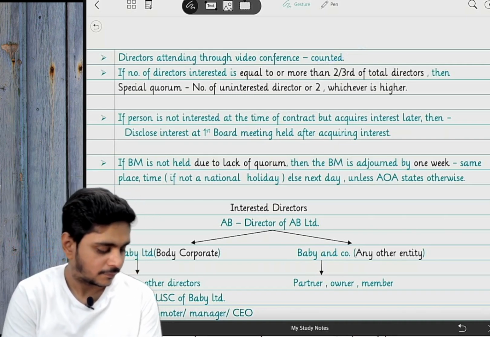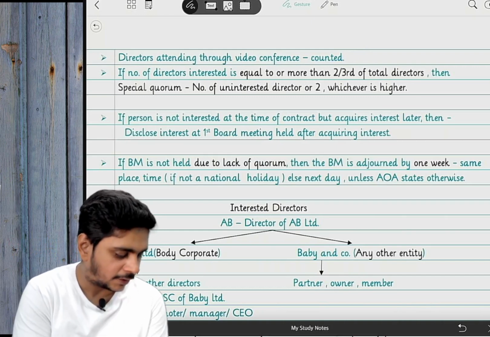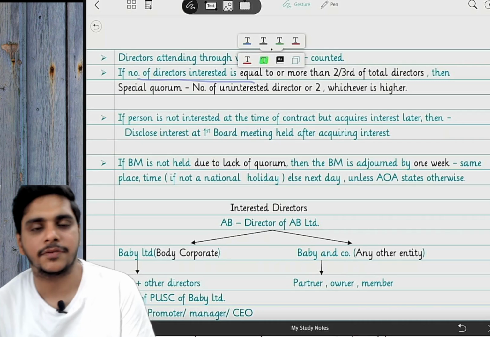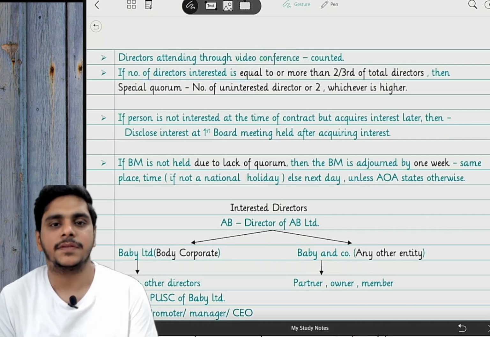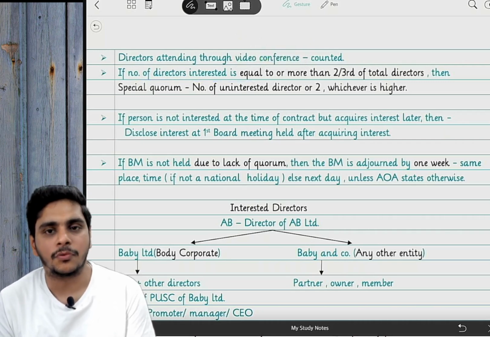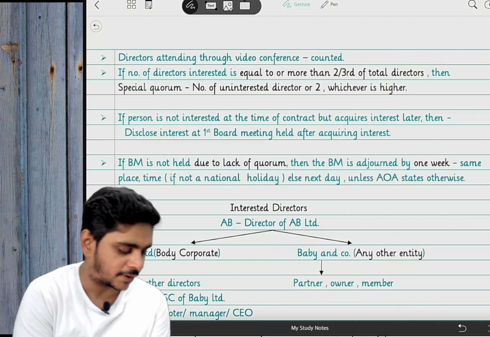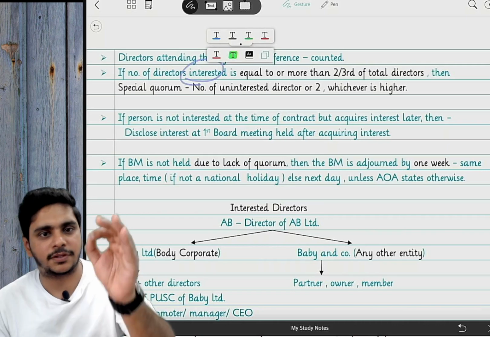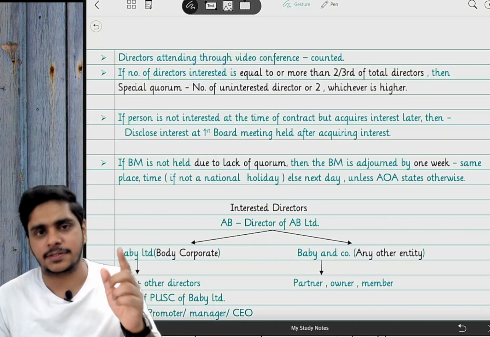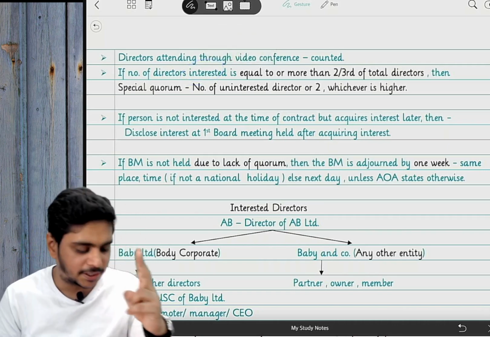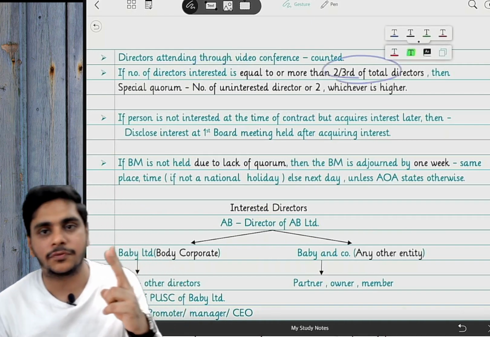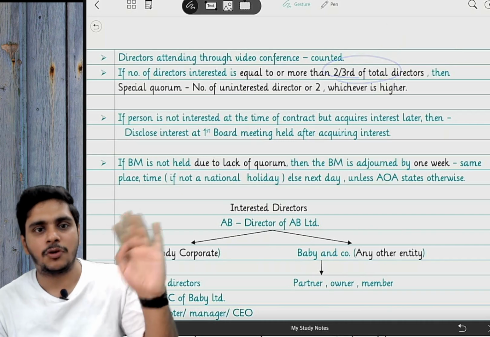Now, if there is an interested director, check the number. If the number of interested directors is equal to or more than 2/3 of the total directors, then I will not have my normal quorum.